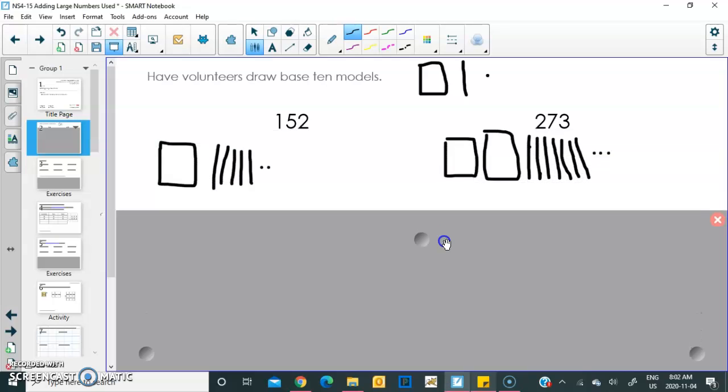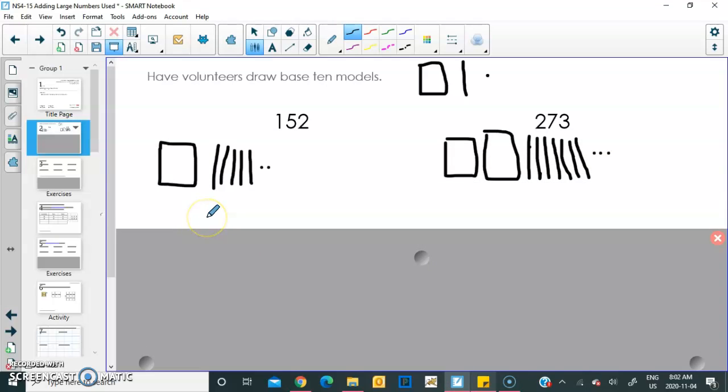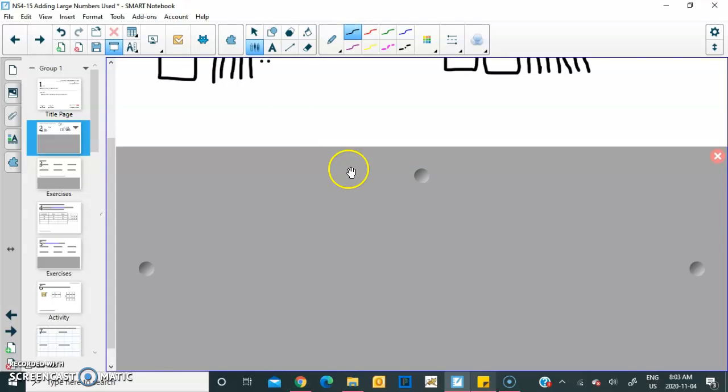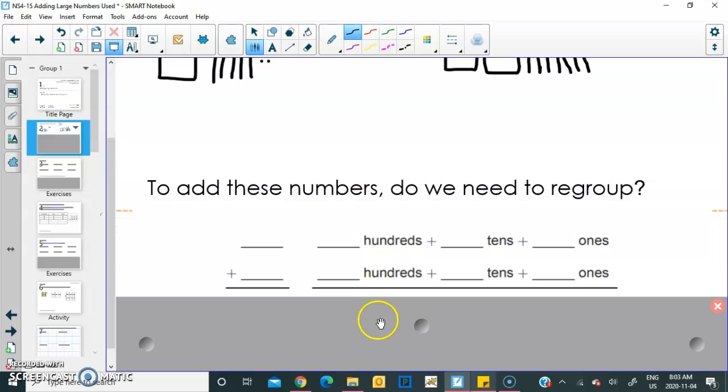Okay, welcome back. So, check and make sure. Did you draw the same base 10 models as Miss Hollinger? So I have 100, 1, 2, 3, 4, 5 10s, and 2 1s to make 152. Over here I have 2 100s, 1, 2, 3, 4, 5, 6, 7 10s, and 3 1s to make 273. Did you do the same thing? Now, we are wanting to add these two numbers together, okay?